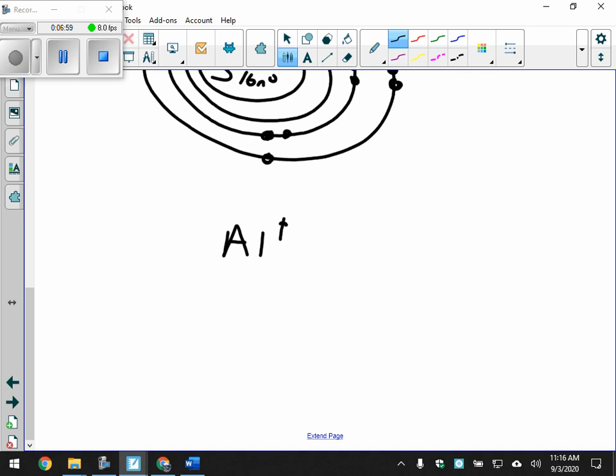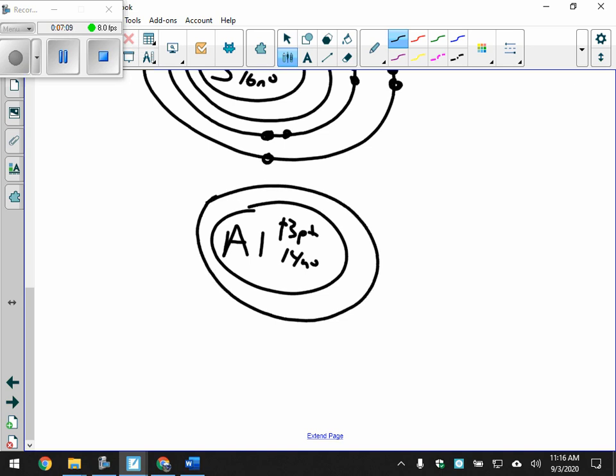Oh, crap. 13 protons, 14 neutrons, okay? 13 protons, 14 neutrons, 26.98, so 27. Okay. And then we're going to do 2.